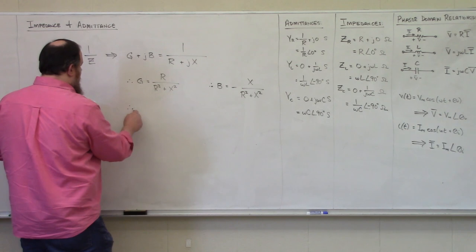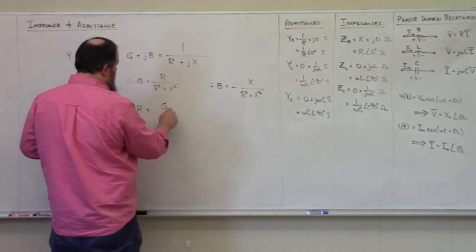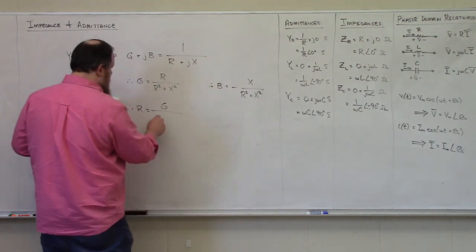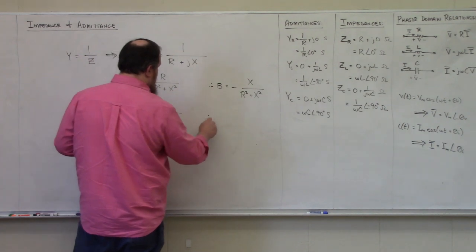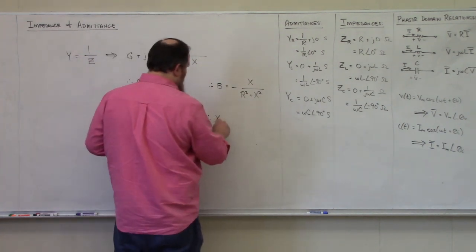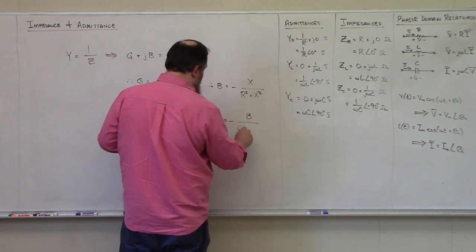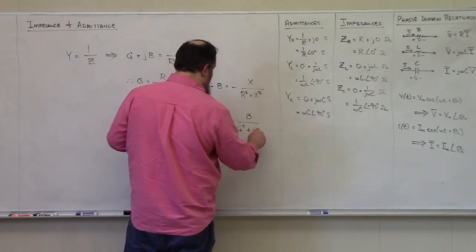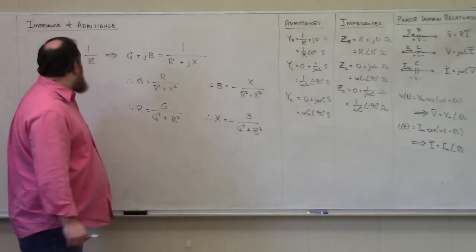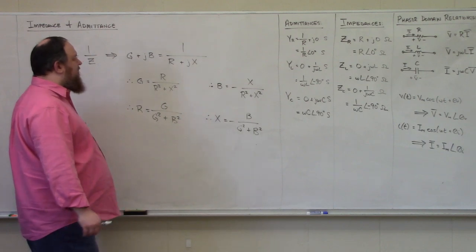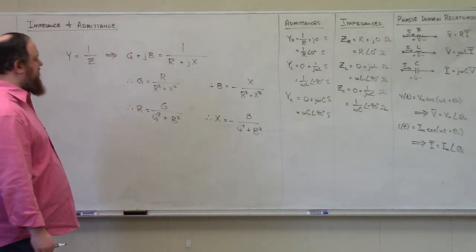And going the other way, our resistance is our conductance divided by conductance squared plus susceptibility squared. And finally, our reactance is negative our susceptibility divided by our conductance squared plus our susceptibility squared. So for a generic impedance and admittance, these are the relationships that we would use to convert back and forth between the two.